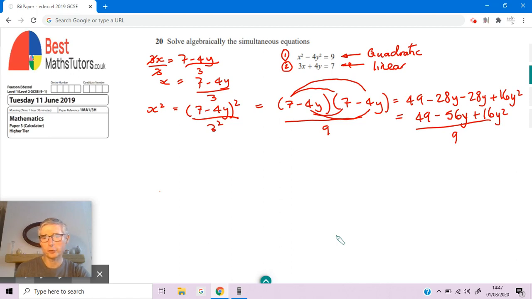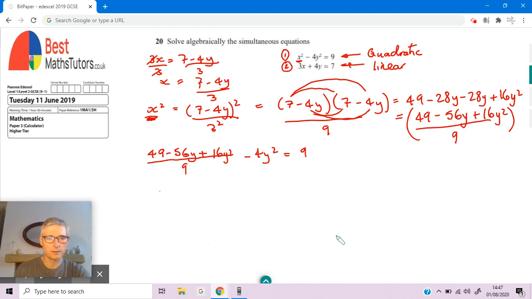What we're going to do is replace x squared here in equation 1. It's going to involve quite a lot of algebra, so it's really important to try and remain accurate when you're doing this. We end up with 49 minus 56y plus 16y squared, all over 9, and then we've got the minus 4y squared equals 9. So what we're going to end up with is a quadratic equation in y.